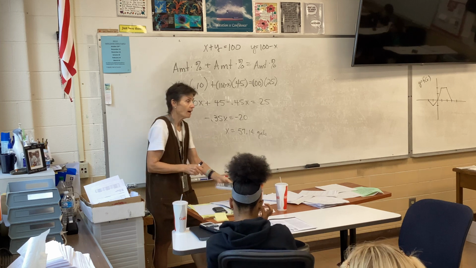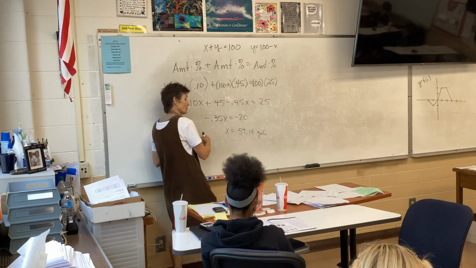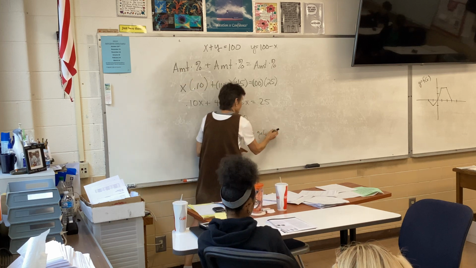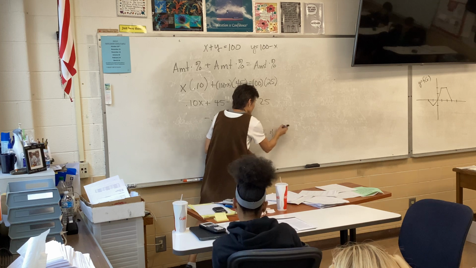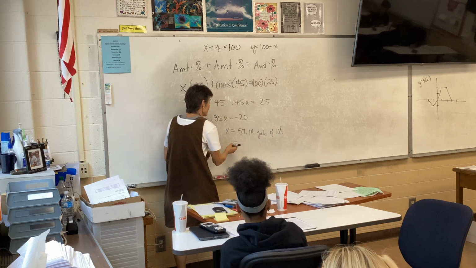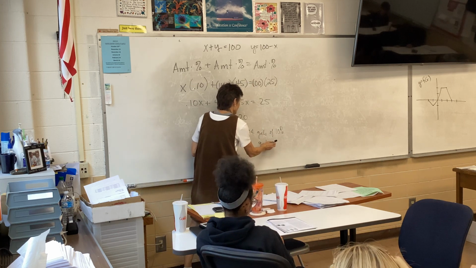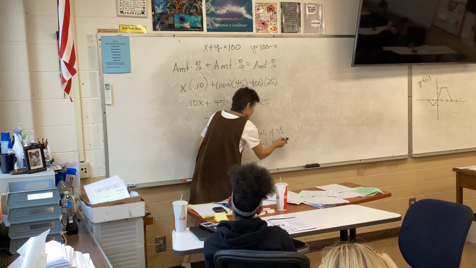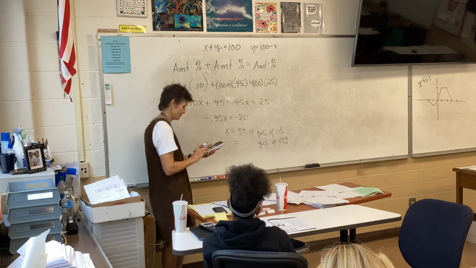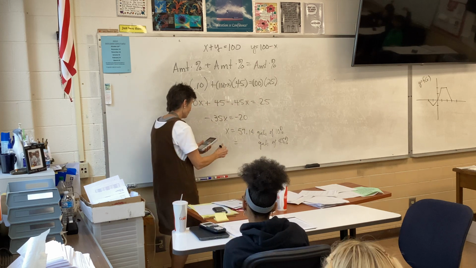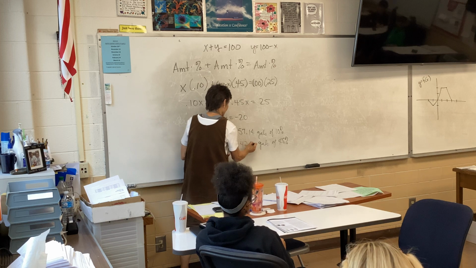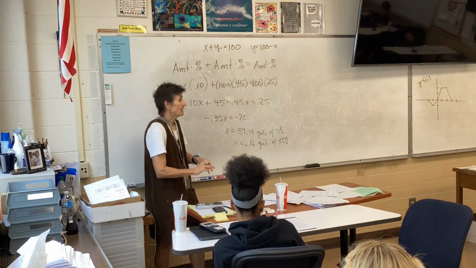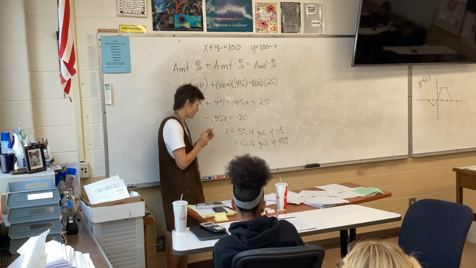57.14 gallons of what? What's this of? What's X? X is the gallons of 10%. So then how will I get the gallons of 45%? 100 minus it. Yeah, 100 minus it. So 42.86 gallons of 45%. Now I know I did that really, really fast.